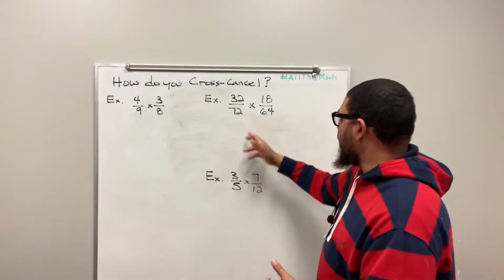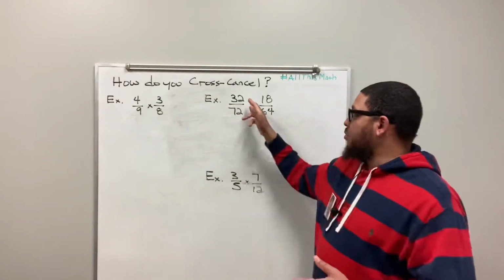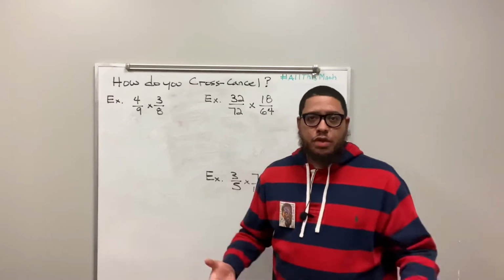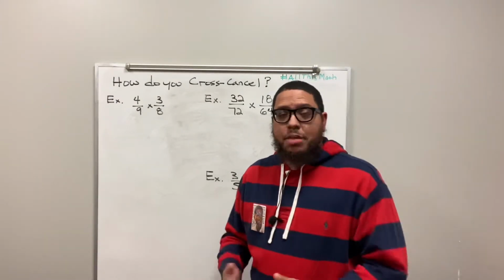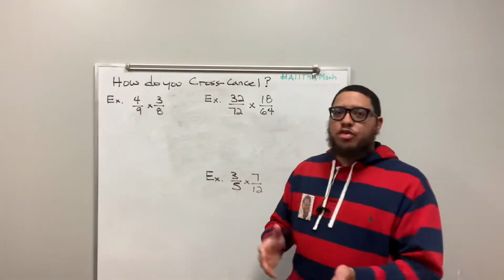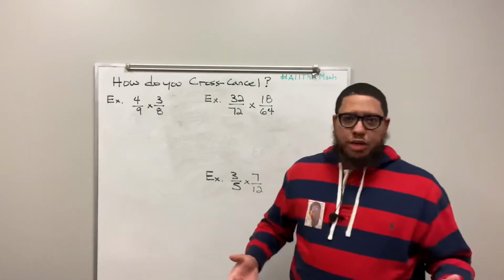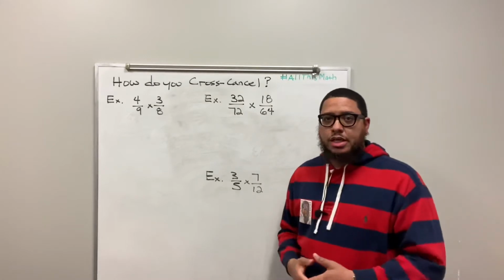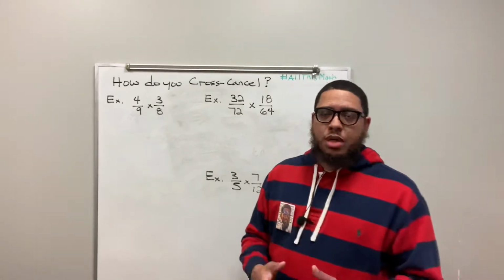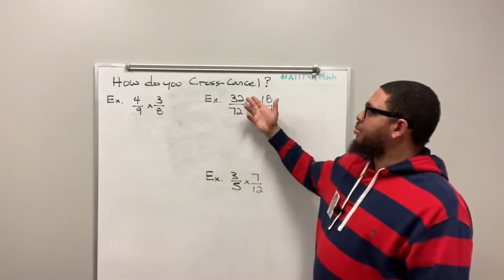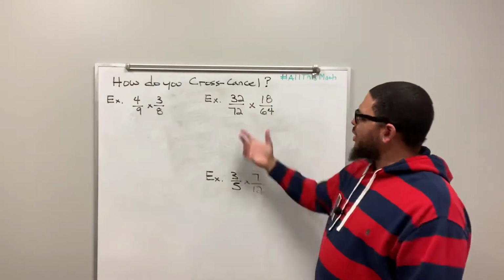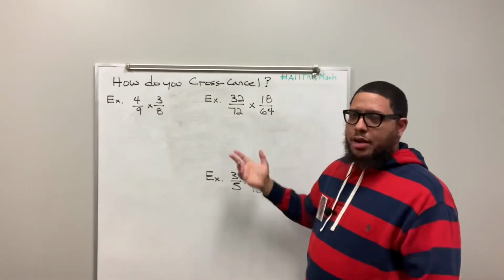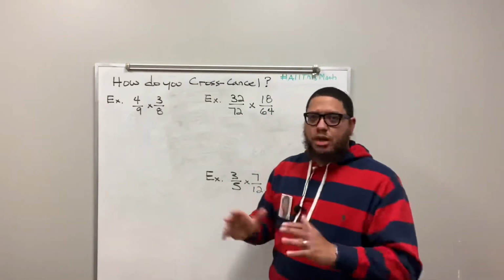Check this out right here. Who really wants to sit up here and try to multiply 32 times 18 without a calculator? Who really has time for that? I mean, we could do it, right? But if you could avoid doing that, why not avoid it? In certain scenarios, cross canceling enables you to have smaller numbers, so you won't have to multiply big crazy numbers like 32 and 18. Look at these denominators right here, 72 and 64. Once you cross cancel, we won't have to worry about that.